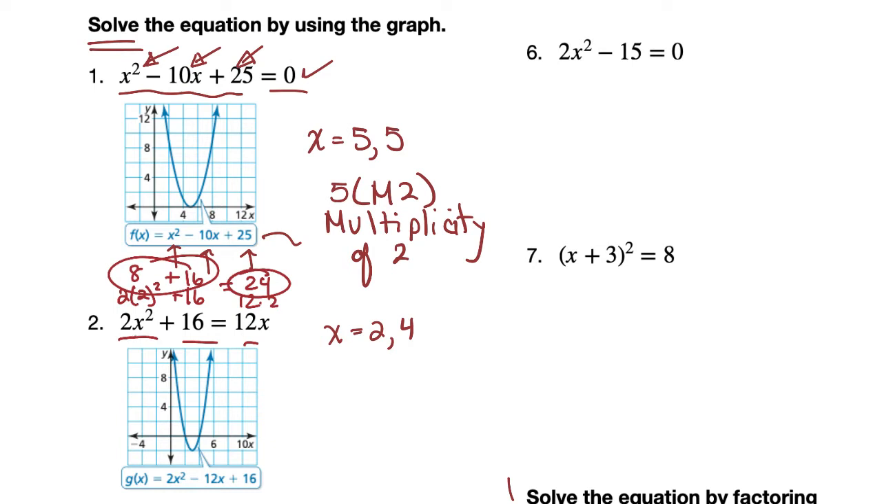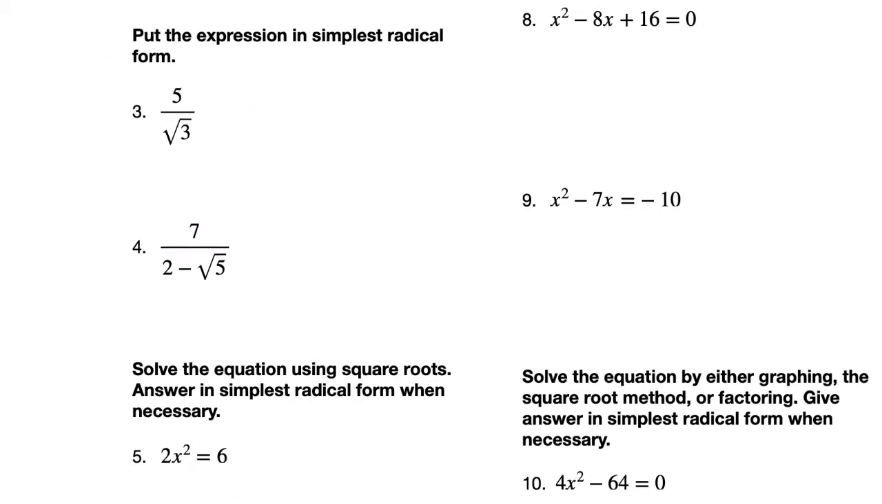If they give you the graph, just find the x-intercepts. Where does it cross the x-axis at? Here it was just 5 twice. Here it was at 2. And right there it was at 4. Simple enough. Next two types are simplify radicals, okay?